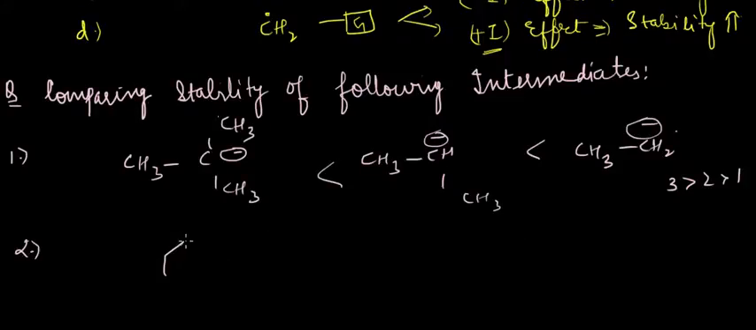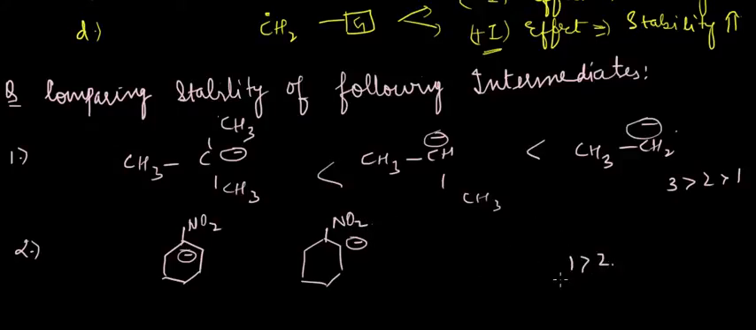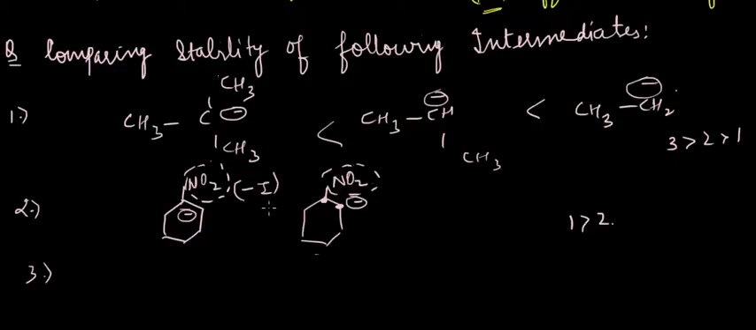Here we have something like this, a negative charge and NO2, and again here is the negative charge and NO2 is here. Again, 1 would be more stable than 2, because here we have a minus I effect attached on the negative charge, and here the NO2 is one bond farther from the negative charge, hence 1 would be more stable than 2. The nearer the minus I effect to the negative charge on a carbanion, the more is the stability.